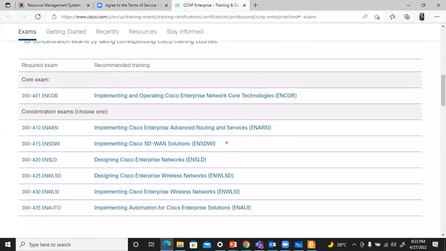Also, in the exam design, they have changed it to core and concentration. Now, if I talk about the enterprise only, which was earlier called routing and switching, there used to be 3 separate exams, CCNP ROUTE, SWITCH, and TSHOOT, and you had to pass all 3.